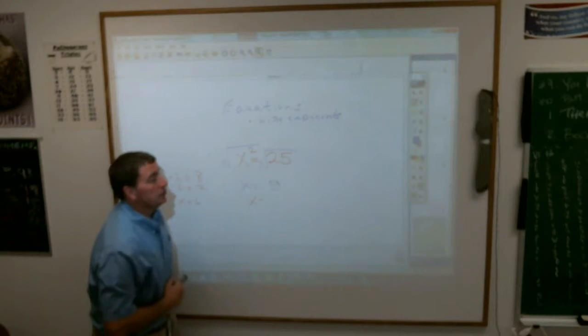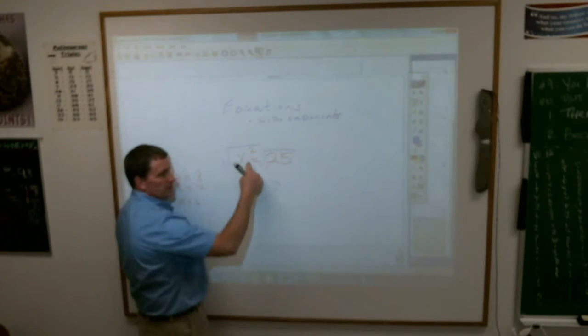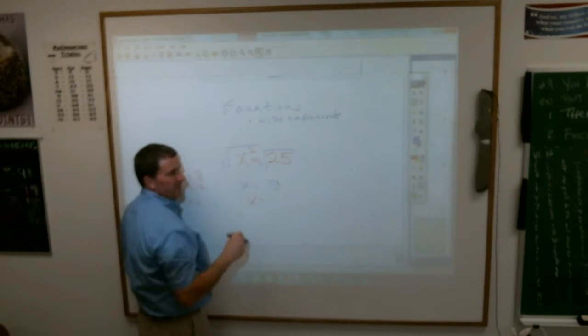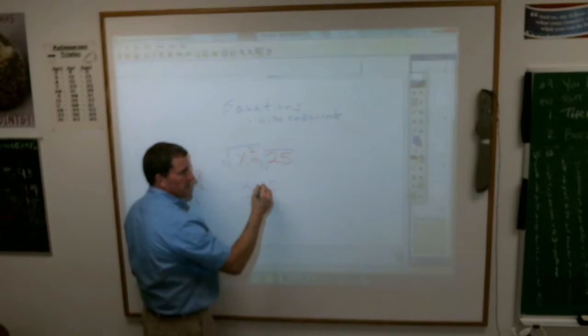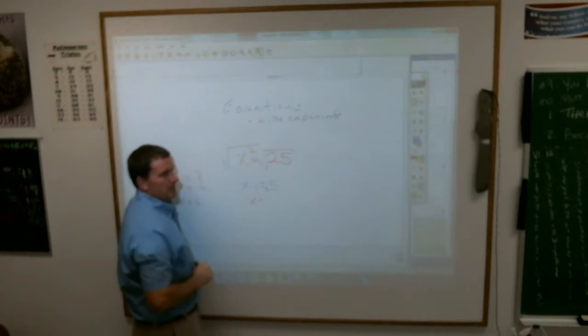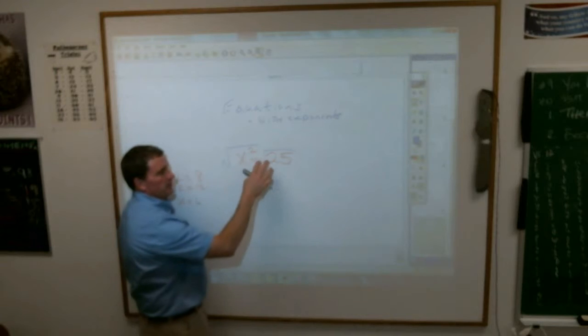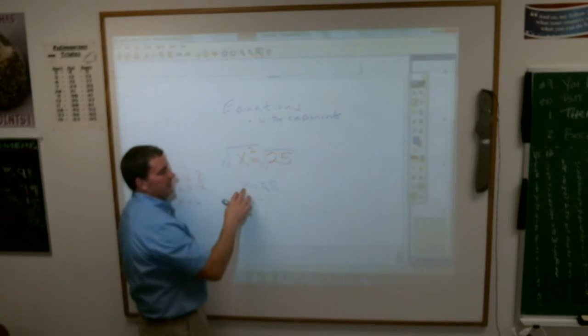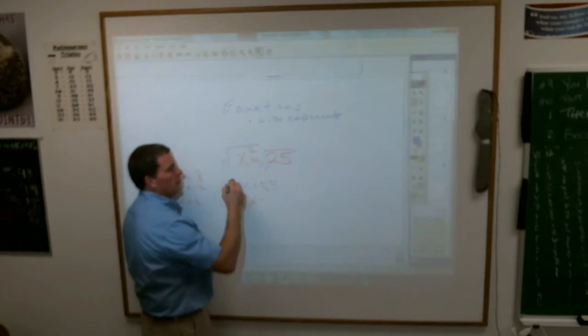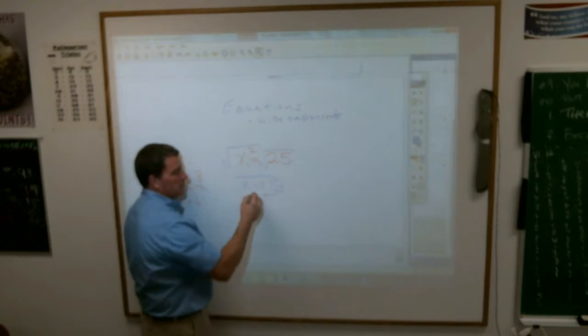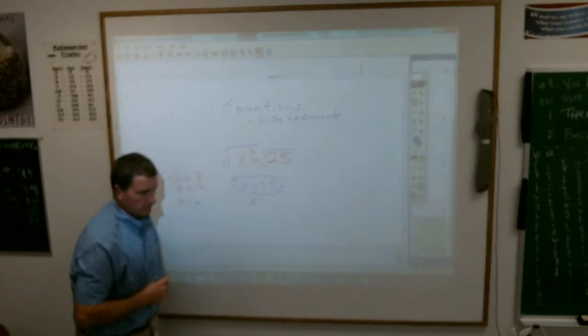Negative 5. So when you come up with an equation that looks like this, you have to do this little math symbol that we do, which is the plus or minus sign. X squared equals 25, then x can equal plus or minus 5. There's actually 2 answers to that.